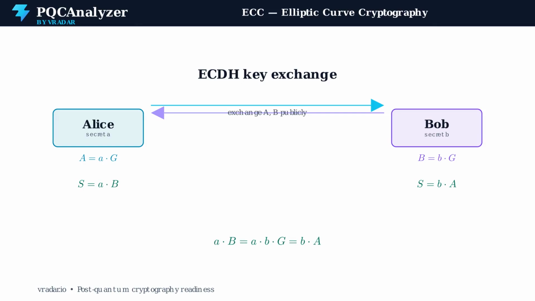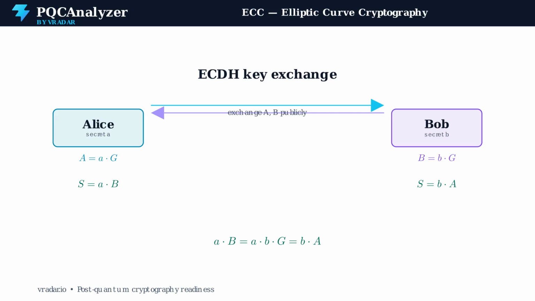Alice picks secret a, publishes A = aG. Bob picks secret b, publishes B = bG. Each computes the shared secret S. Alice computes aB, Bob computes bA. They match because abG is commutative.